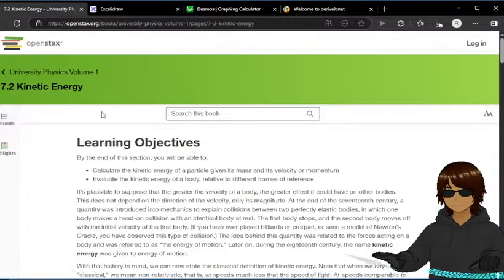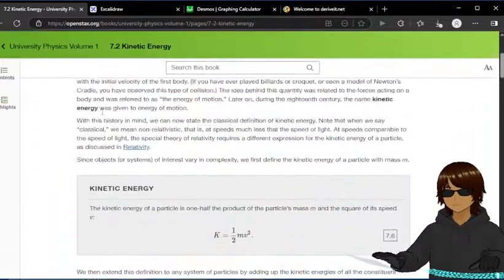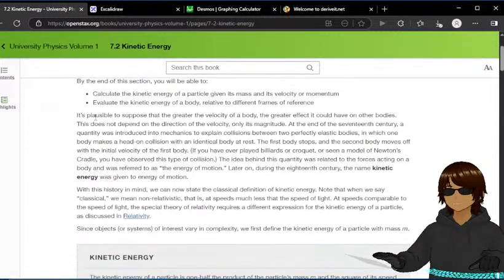Kinetic energy. It is plausible to suppose that the greater the velocity of a body, the greater effect it could have on other bodies. This does not depend on the direction of the velocity, only its magnitude.